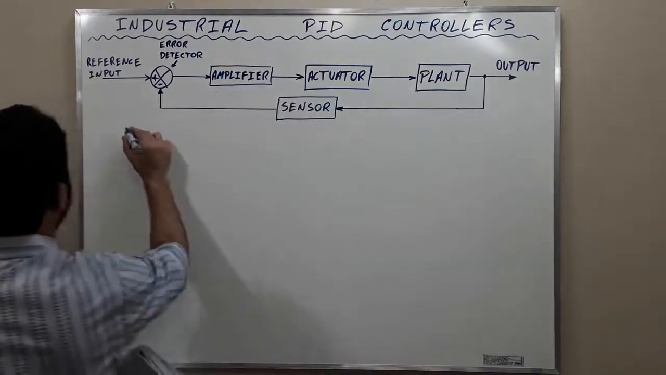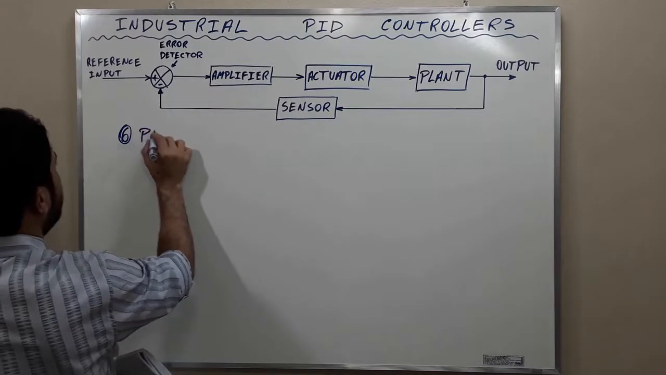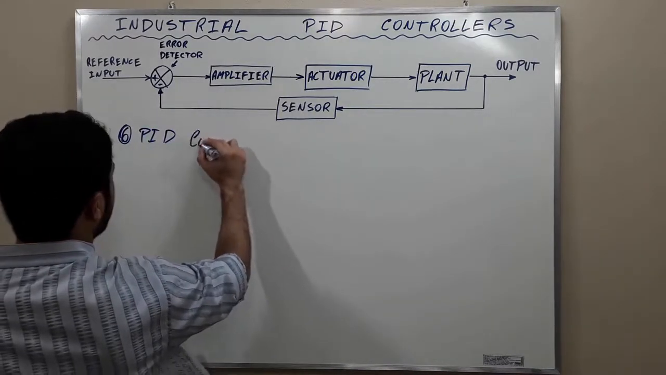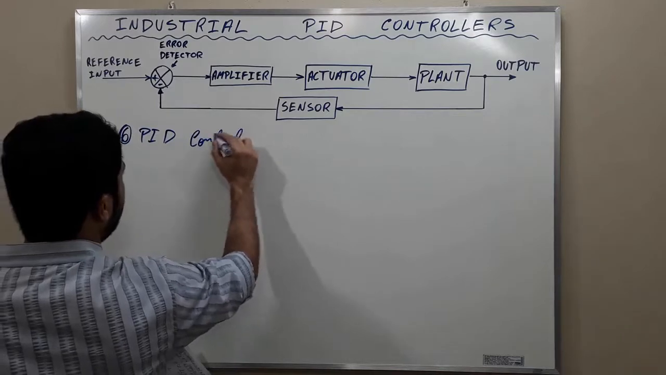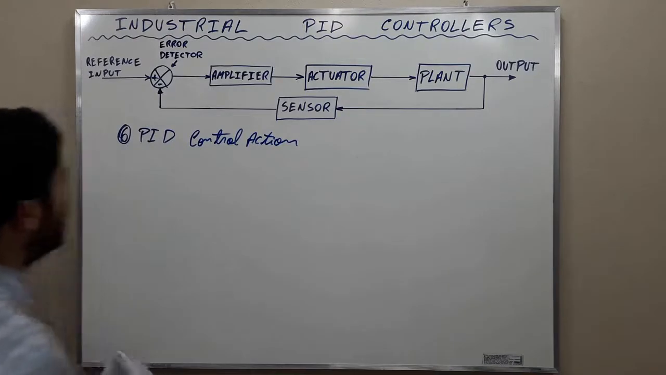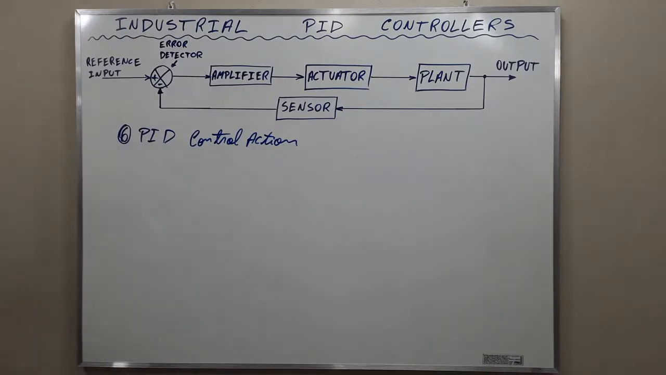Number 6, PID control action. Proportional plus integral plus derivative control action. This combined action has the advantages of each of the three individual control actions.